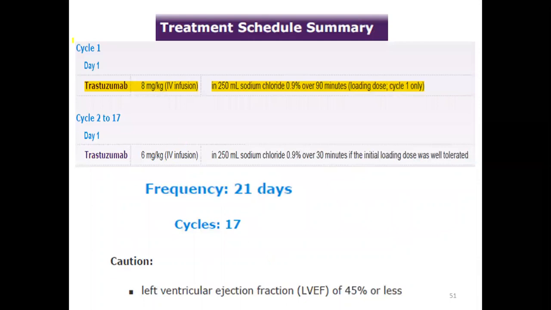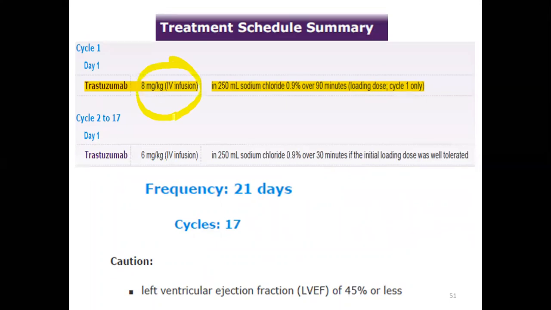So how do we give trastuzumab? This is the treatment schedule. Initially we give a loading dose: in cycle 1, we give 8 milligram per kg, but in the other cycles, you normally give 6 milligram per kg. So cycle 1 is the loading dose of 8 milligram, then you normally repeat every 21 days for 17 cycles. But Tiffany, question?